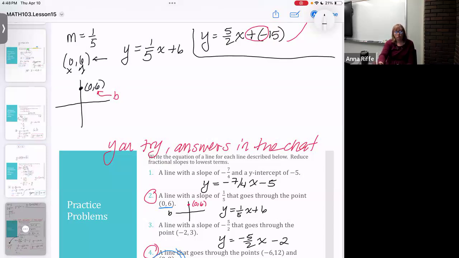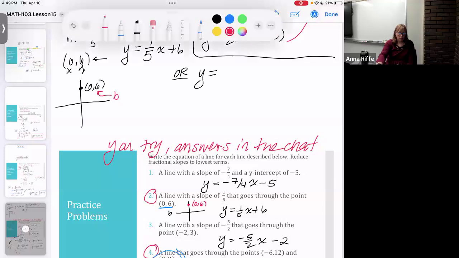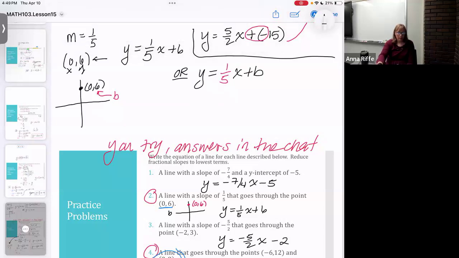So that's one way of doing number 2. It's not the only way of doing number 2. If you didn't happen to notice that's a y-intercept, then we could note that I at least know the slope. I know that the slope is 1/5. I can go ahead and plug that in. Nothing wrong with that. And then I can note that this is an xy pair, (0, 6). So I could let x be 0 and I could let y be 6. Let's substitute those into the equation and solve for b.